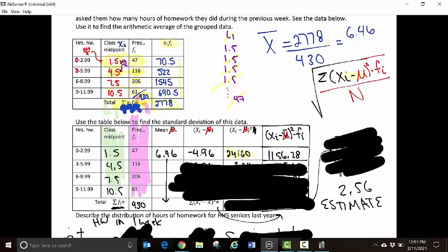this is this part of the formula. But that didn't happen for one student, that happened for 47 students. So I'm going to take this and multiply it by how often it happened. So this was this times that, and that's how I got 115628.